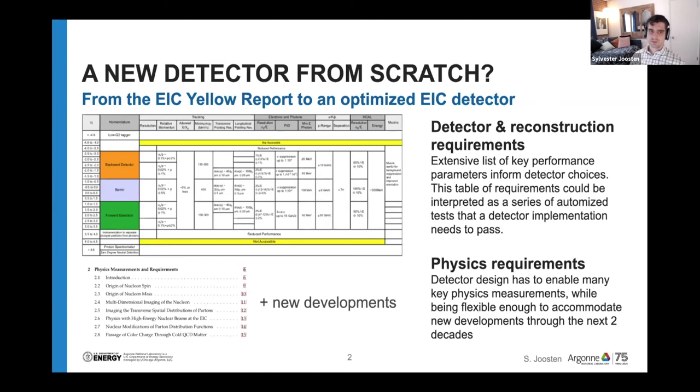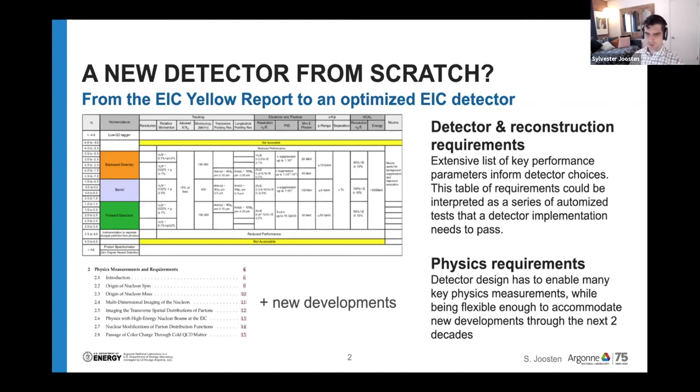The latest ones are from the EIC Yellow Report, where we have a set of requirements for detector and reconstruction. It's really an extensive list of key performance parameters to inform detector choices. This table on the top left looks tantalizingly like it could be implemented as a series of automated tests that a detector implementation needs to pass, which allows you to tweak and swap out different detector technologies, change pixel sizes, etc.